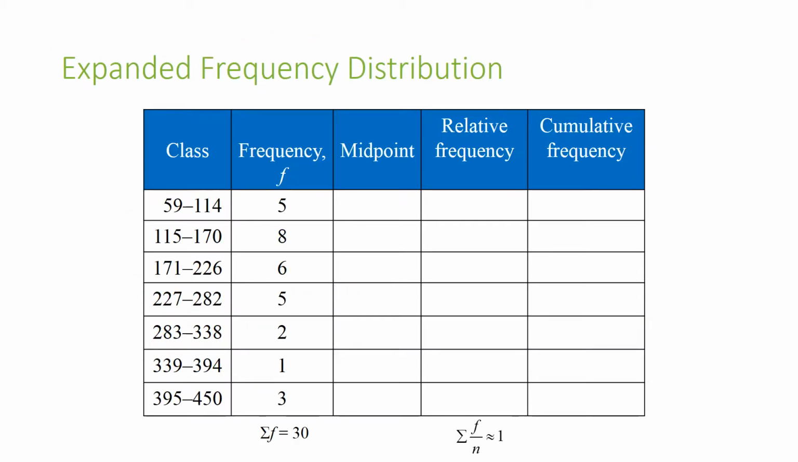I did not mention midpoint on its own slide, but we can cover it here briefly. So the midpoint is just the average of these class limits. So for the first one, it's the average of 59 and 114. So 59 plus 114 divided by 2, and that gives you 86.5. And then for the next one, it's 115 plus 170 divided by 2, which gives us 142.5. And continuing that process, finding the average of the two endpoints for the given class will give you the rest of these numbers.